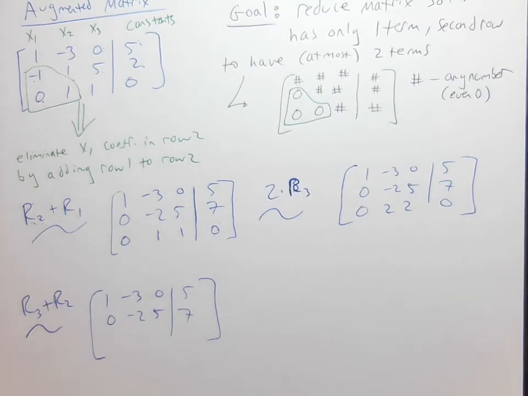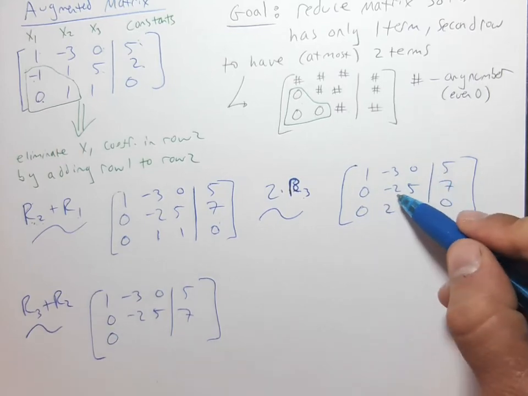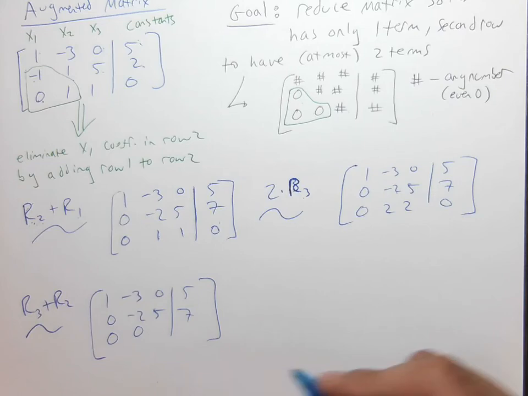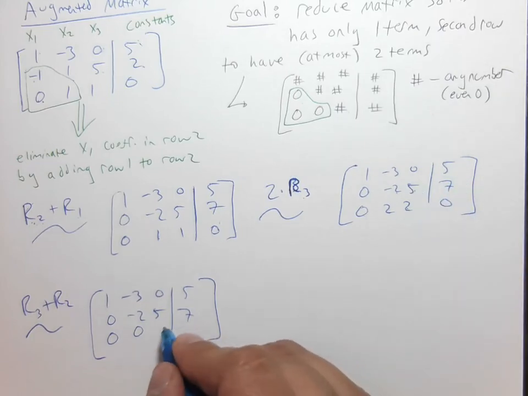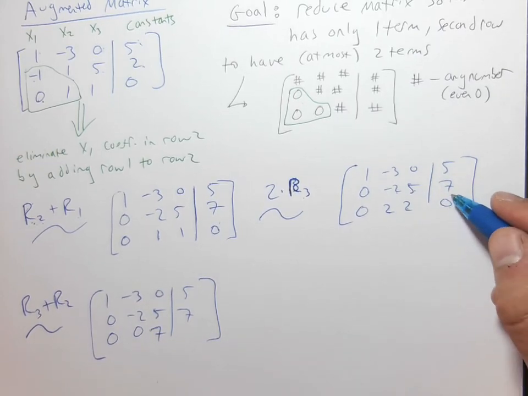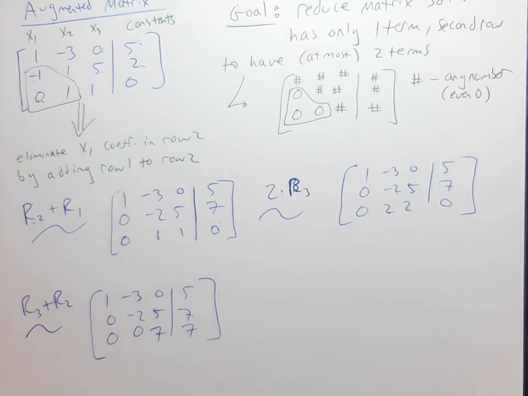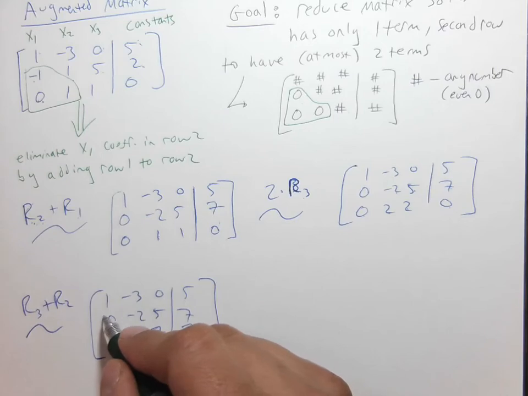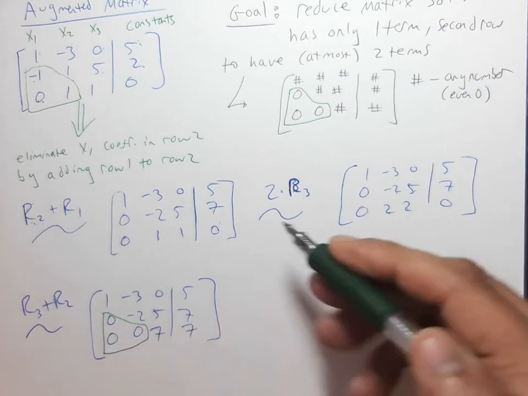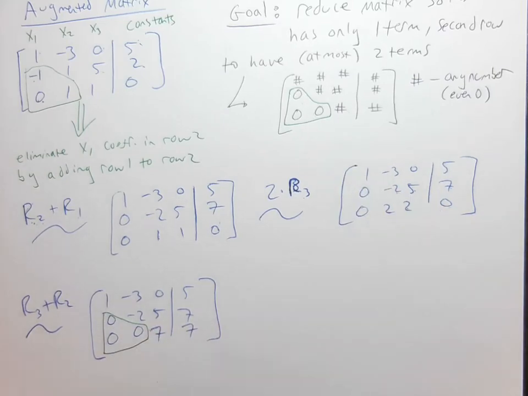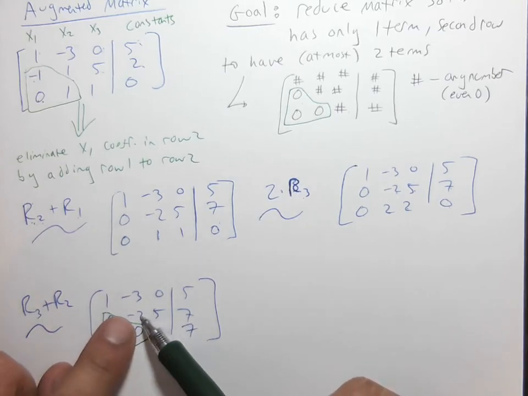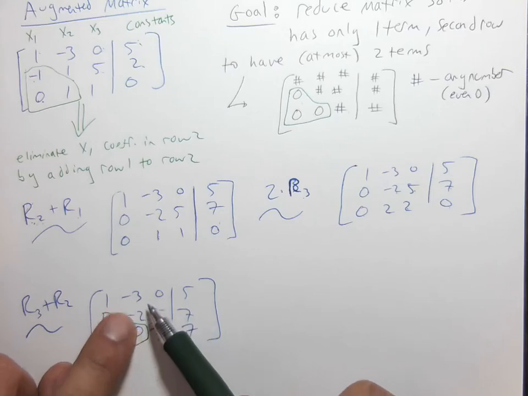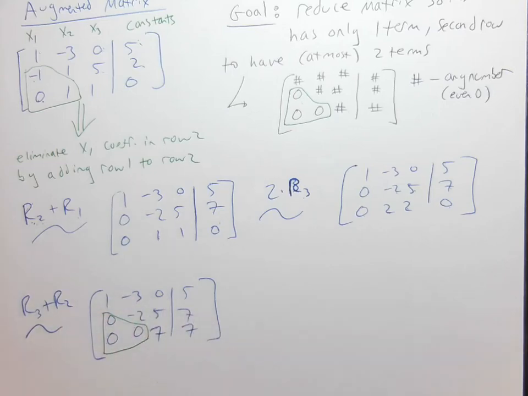But then I'm going to change row 3. So I'm going to do 0 plus 0 stays 0. 2 plus negative 2 becomes 0. 2 plus 5 becomes 7. 0 plus 7 becomes 7. And now we have the thing we wanted. We've got these to be zeros, which was our goal originally. We can easily solve for the x3 variable, and then we can plug that into the second equation, get x2. We can plug both of those in the first equation and get x1.